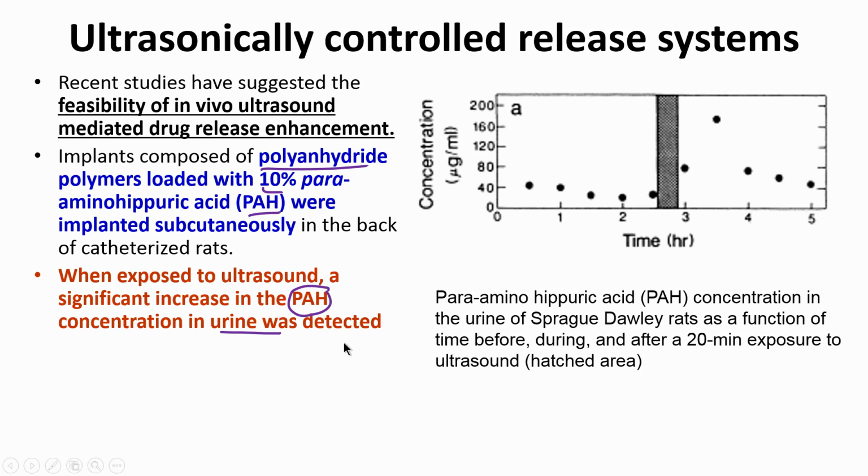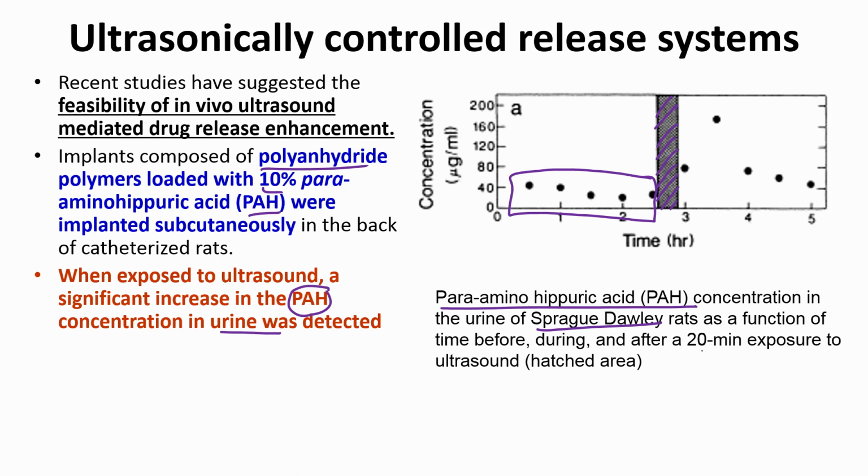And so, here is the data on that. Here is your drug PAH, and this is the concentration of the drug in the rats as a function of time. This is what you were seeing before you had given any ultrasound. Then you gave the ultrasound energy at the location where the implant was put in these rats, and then you measured the amount of PAH being excreted through the urine.